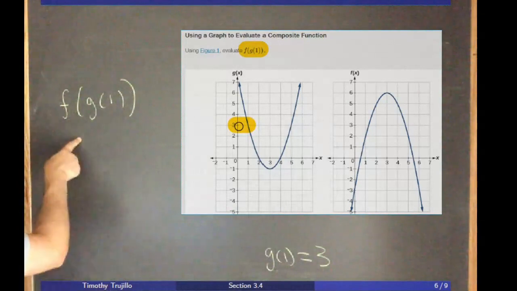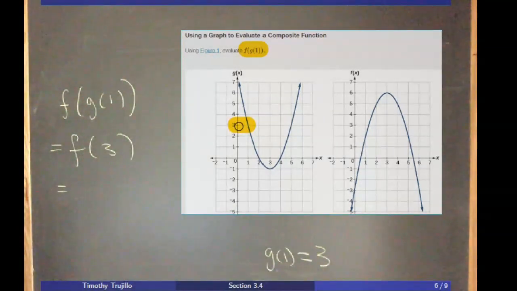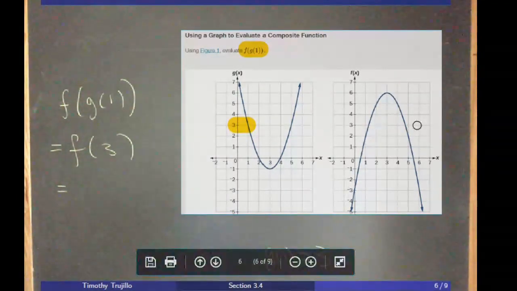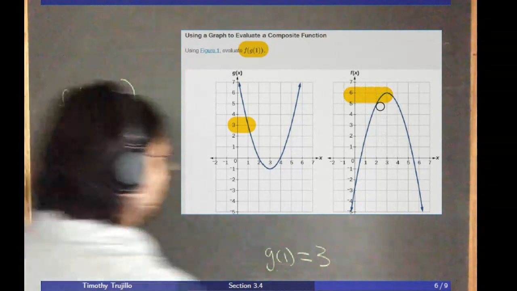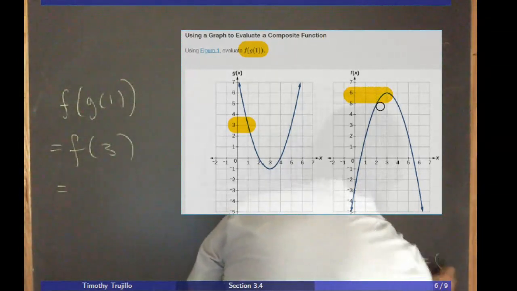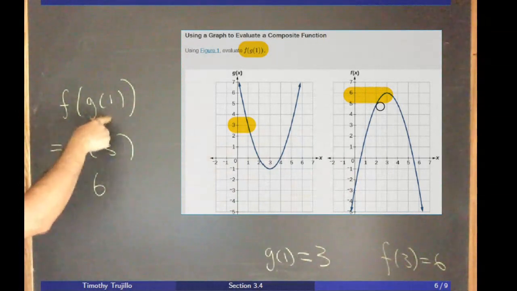Okay? So this expression right here is equal to f of 3. So to finish off this composition, we now need to go over here to f and figure out what f of 3 is. So what is f of 3? Yeah, it's 6, right? So here's 3, boom, we hit the graph there, and we track back over, and we get 6. So here, f of 3 is equal to 6. And overall, the composition, f of g of 1 is equal to 6.